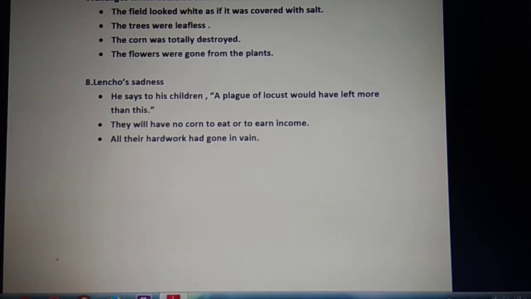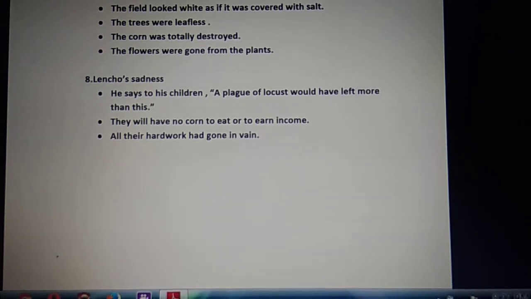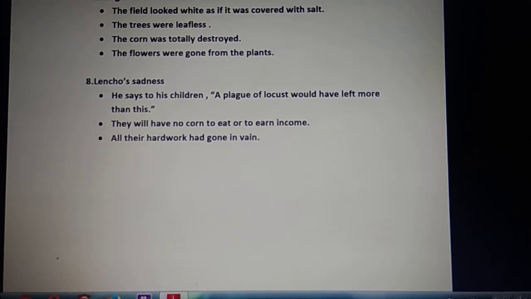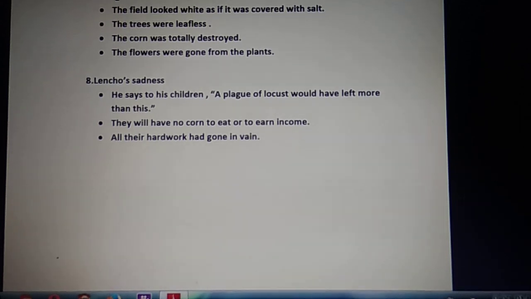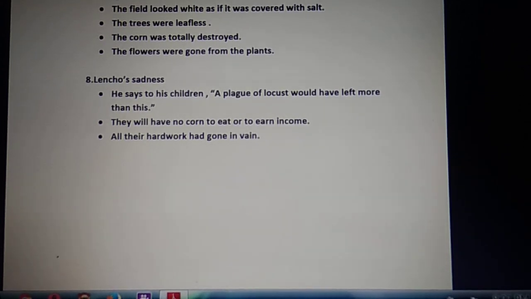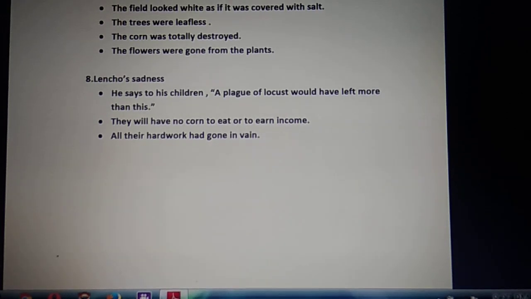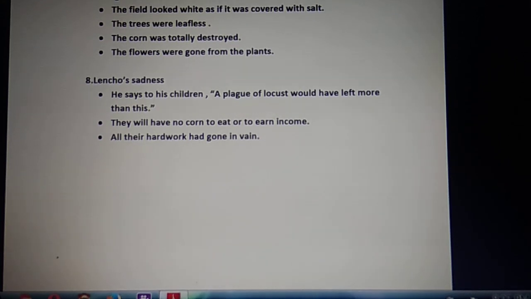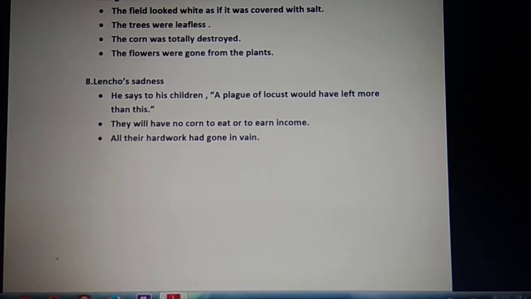The corn was totally destroyed. Whatever expectation, whatever satisfaction Lencho had in his heart before, all was destroyed when he saw his corn was also destroyed. The flowers were gone from the plants. From all the plants, the flowers were also destroyed. Before, in the first paragraph, we could see that from his house, he could see the whole field of flowers as dots, meaning it was fully covered with flowers. But now there was not a single flower on the plants.